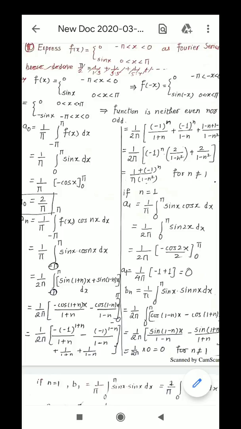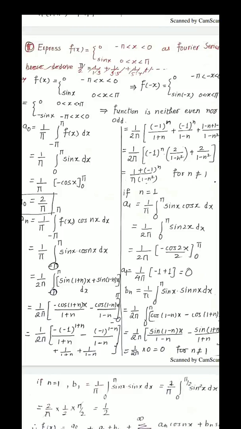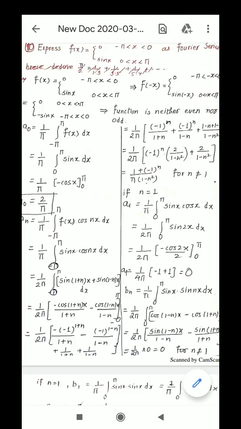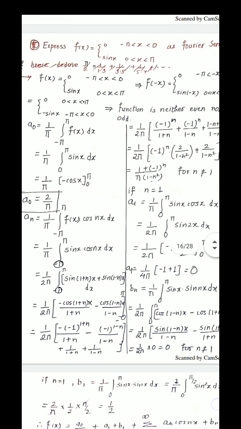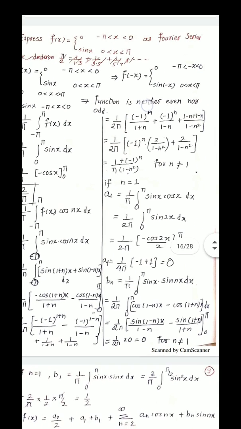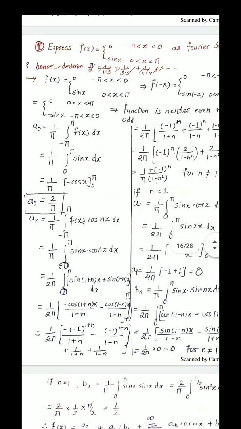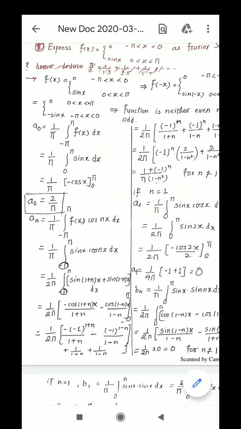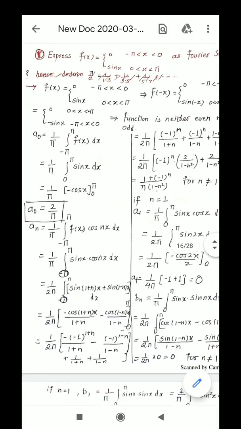So this is not equal to f of x, or not equal to minus f of x, because f of x is this, so we can say that f of x is neither even nor odd function. And if f of x is neither even nor odd, then in this problem we have to find a0, then an, after an we have to find a1, then bn, and after bn we have to find b1. So why do we find a1 and b1 here? Because f of x involves sin x here. Okay, so we will find them one by one.